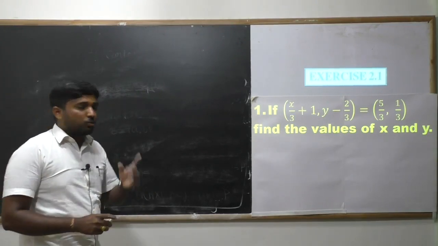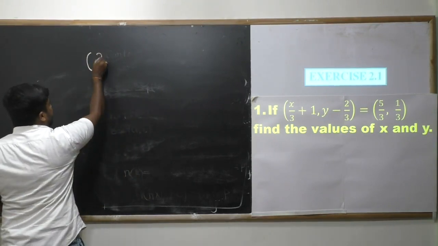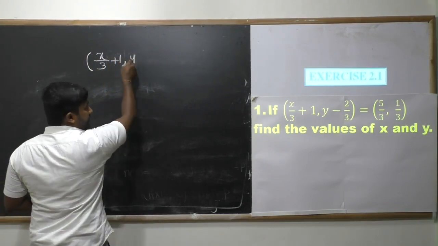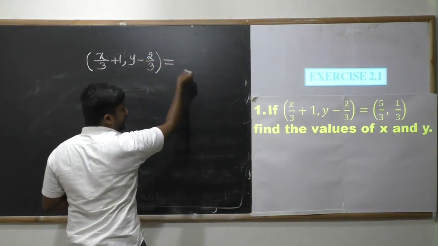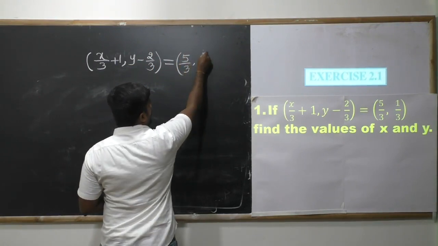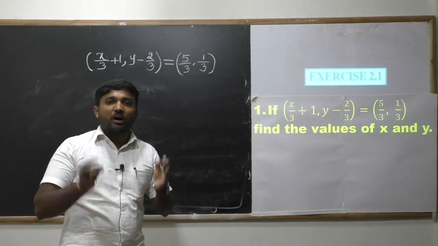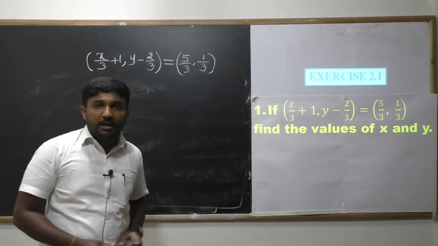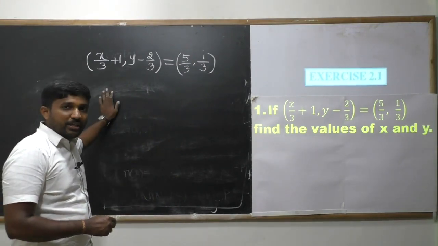Here they have given one equation. If the ordered pair (x/3 + 1, y - 2/3) is equal to the ordered pair (5/3, 1/3), then find the value of x. You can expect this type of problem for 1 mark. We can evaluate the x and y values here.